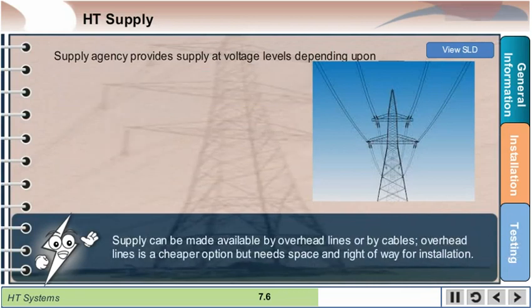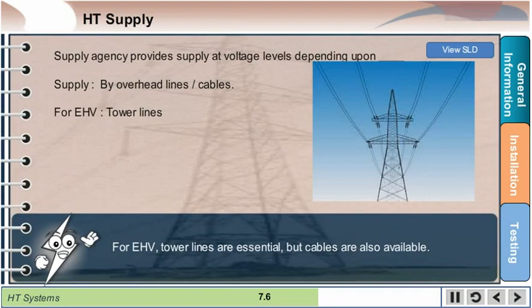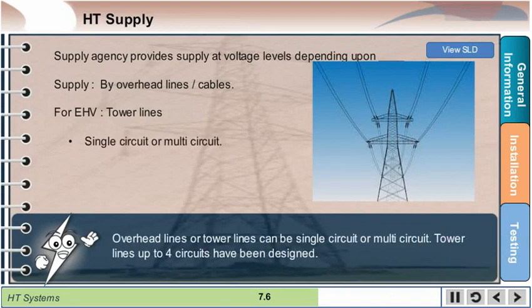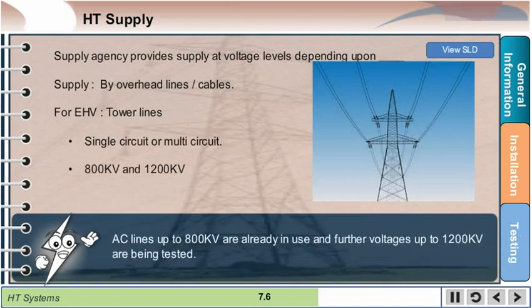Supply can be made available by overhead lines or by cables. Overhead lines are a cheaper option but need space and right-of-way for installation. For EHV, tower lines are essential, but cables are also available. Overhead lines or tower lines can be single circuit or multi-circuit. Tower lines up to 4 circuits have been designed. AC lines up to 800 kV are already in use, and further voltages up to 1200 kV are being tested.